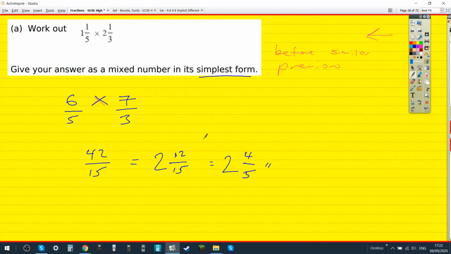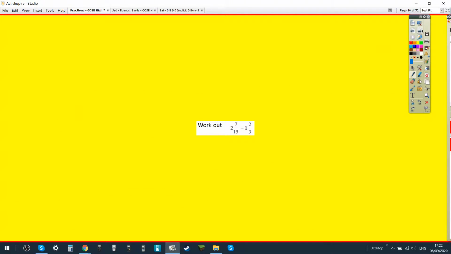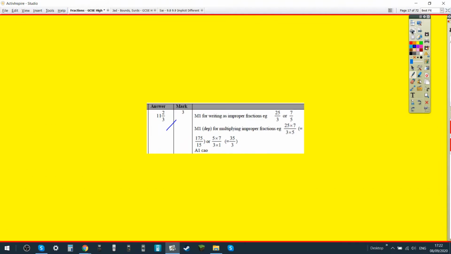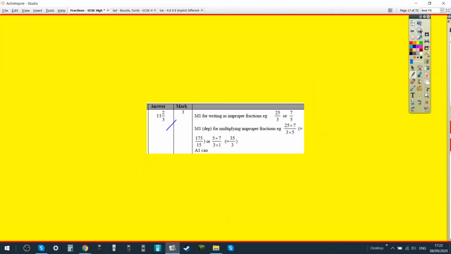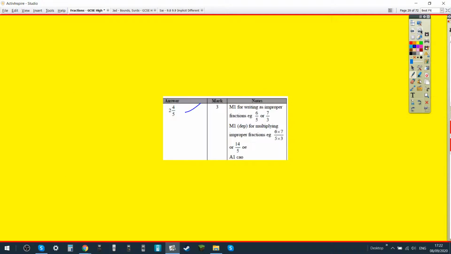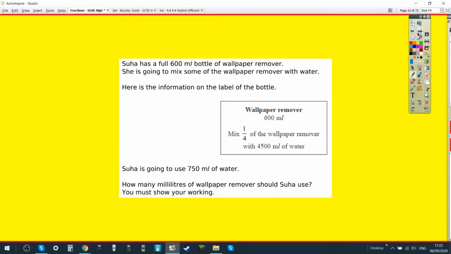Well done. Yeah, so just watch out that it's fully simplified and make your life easy. At that point, you can cancel down 6 over 3 to 2 over 1. And so you get 14 over 5, and then you can just do from there. 5, 10, and 4, remainder 4. Any questions there? Nope. Okay, 4 markers.